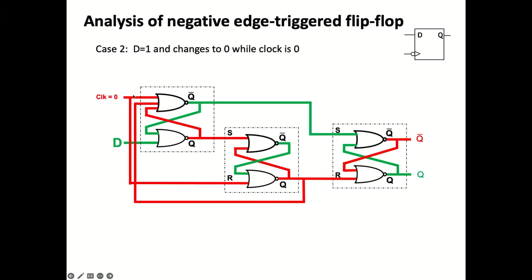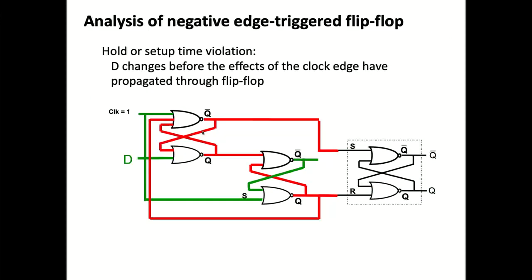Now, the reason it's still high is because of this feedback wire here. That will prevent it from actually going low again. And then finally, when we put the clock back, it'll be stuck. So only the value of D right at the falling edge matters. That's the value that will be captured and held.